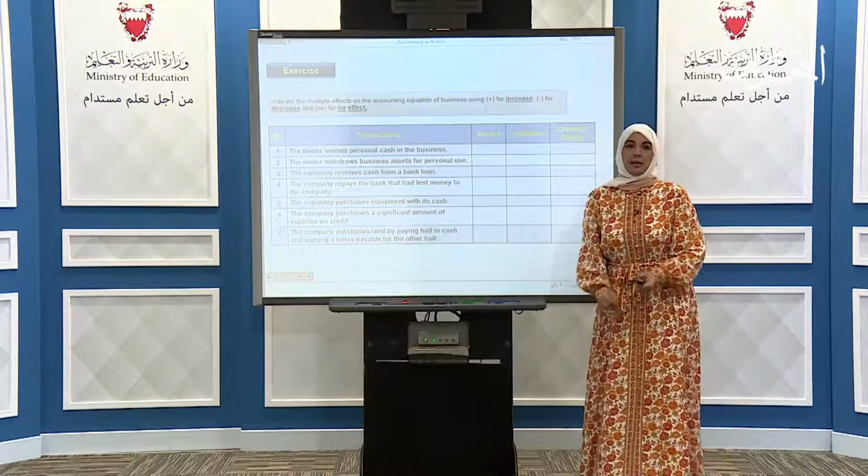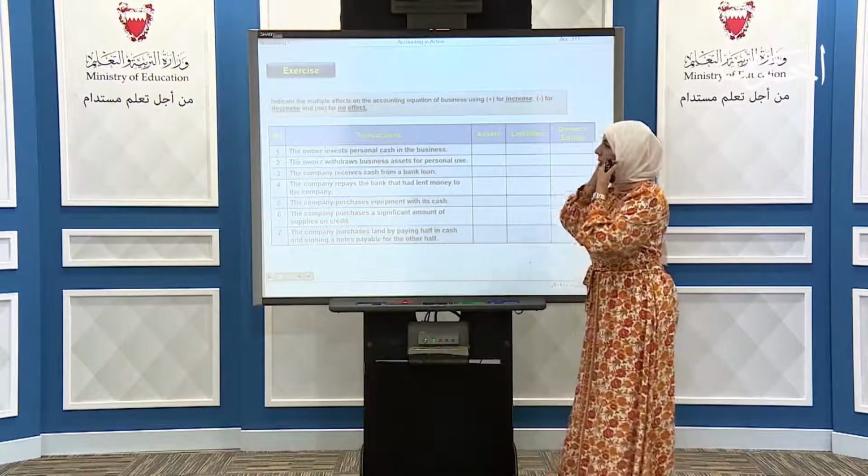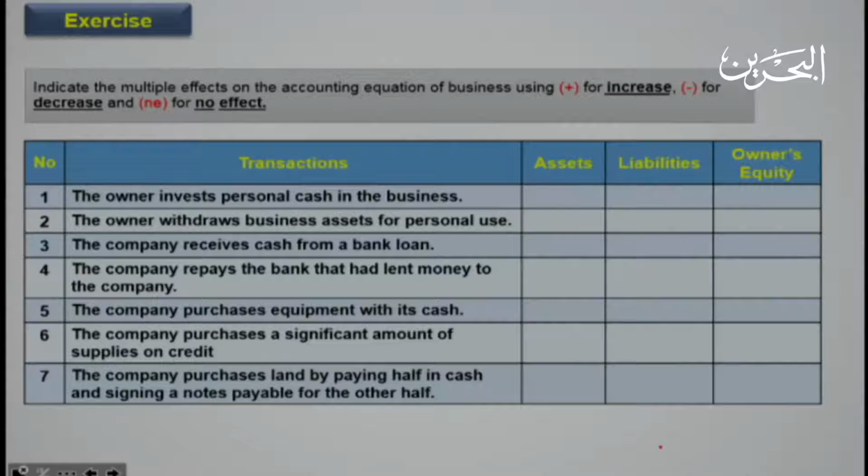Let us take an exercise, my dear student. In the exercise, indicate the effect on the accounting equation of the business, using the plus for an increase, the minus for a decrease, and no effect for a transaction that has no effect on it. You have a few minutes to take a look at the transactions.